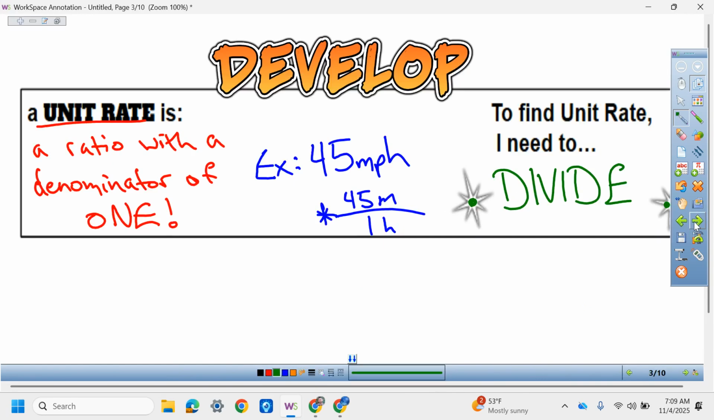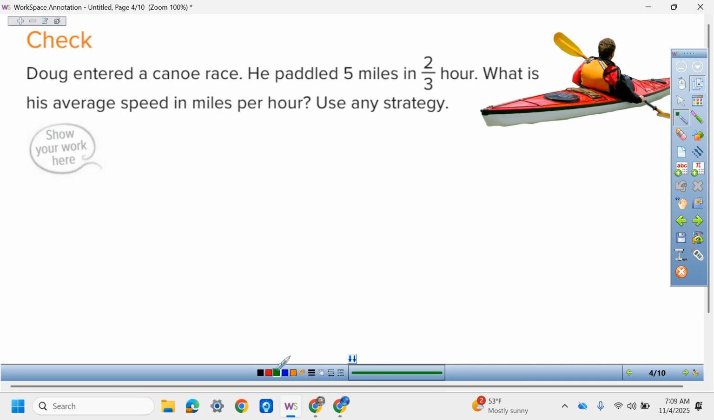So now that we have our definitions, let's take a look at a couple examples to see what this is going to look like at a 7th grade level. So our first example says, Doug entered a canoe race. He paddled 5 miles in 2/3 of an hour.